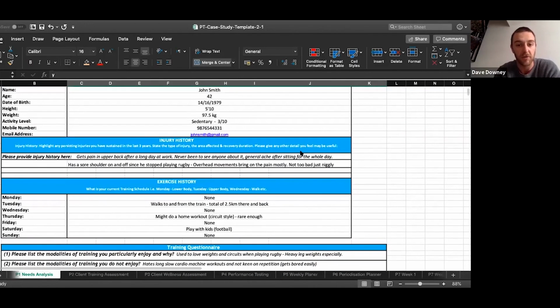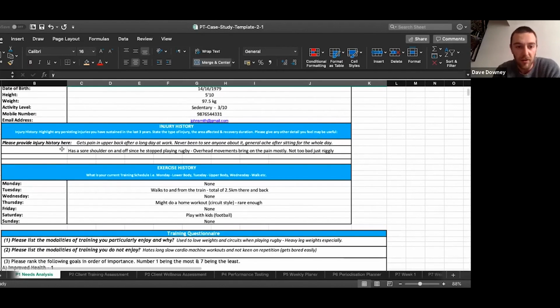So John, age 42, 5'10", 97.5 kg, and considers himself pretty sedentary over the last 8 to 10 years. A little bit of injury history for himself. He gets pain in his upper back after a long day at work. He's never been to see a physio about it, but it's a general ache after sitting for a long day, which, really, you're going to see in a lot of clients. That's what they're going to complain of.